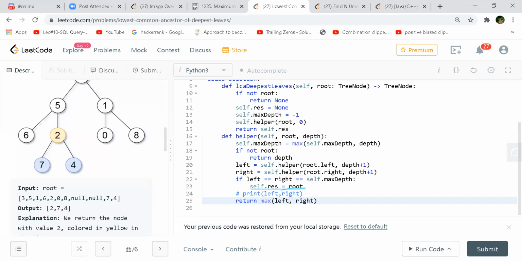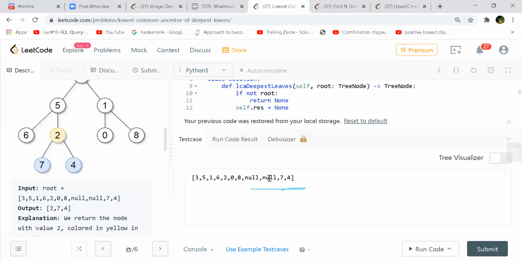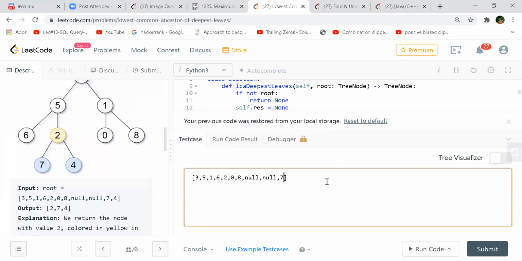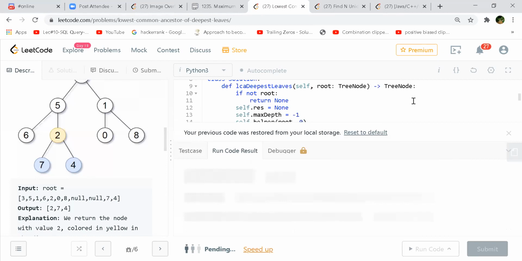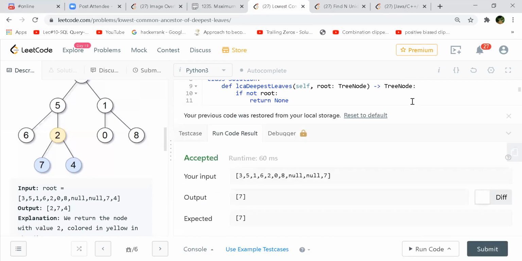Let's check the output then first. No, I don't think so. It will work, but I'm not understanding it. Which one? 2, 7, and 4, right? 4 I have to do. Okay, let's check it. Oh, it's true. Return 7. How is it returning 7? Oh, 7 is the deepest node. I think 7 is the deepest node. Yeah.